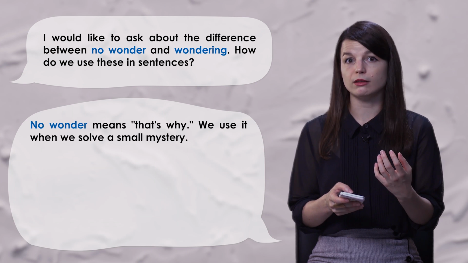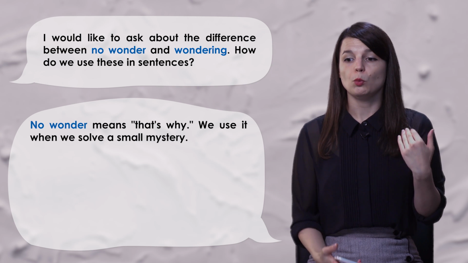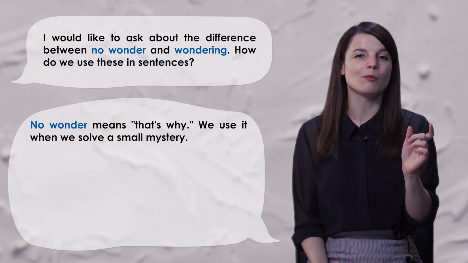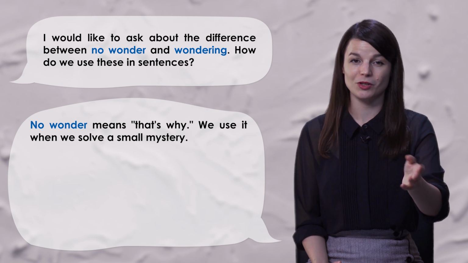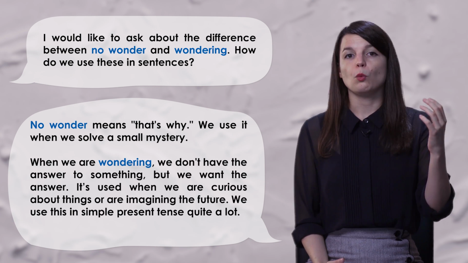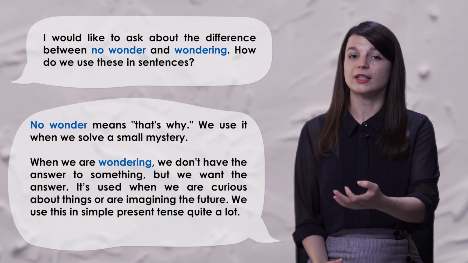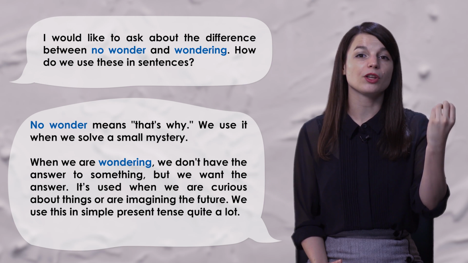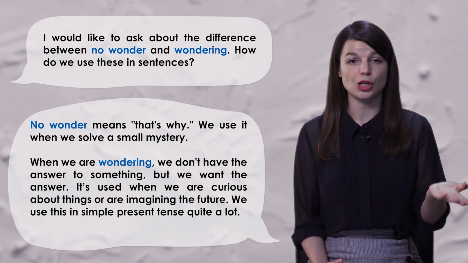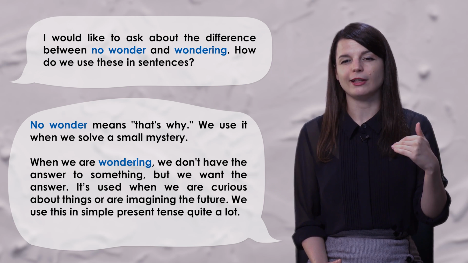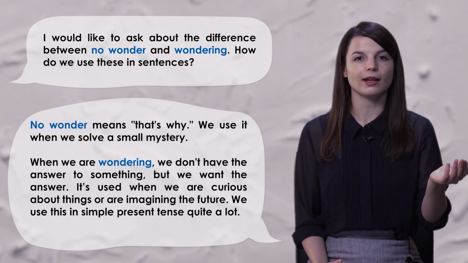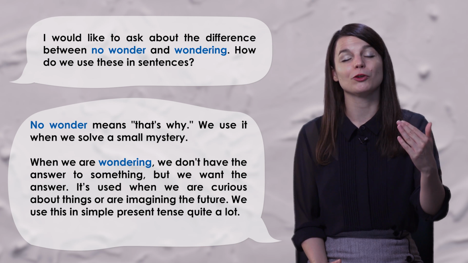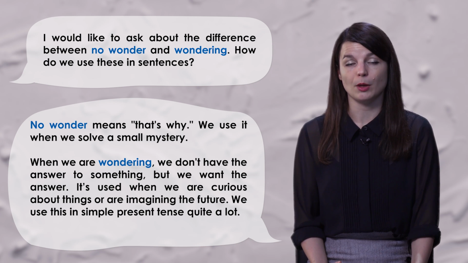So no wonder means that's why, that's why. So we use it when we kind of solve a mystery, sort of. It's like a small mystery, like no wonder this happened, or no wonder something in the past. When we're wondering, that's the progressive tense of the word wonder, it means we're thinking about something, like there's something we're curious about or something that we would like to know. But wondering is kind of like light thinking, I guess you could say. So I'm wondering about my future, maybe. So it's kind of you're dreaming or you're imagining something, perhaps.